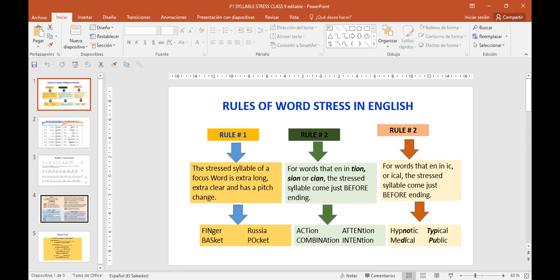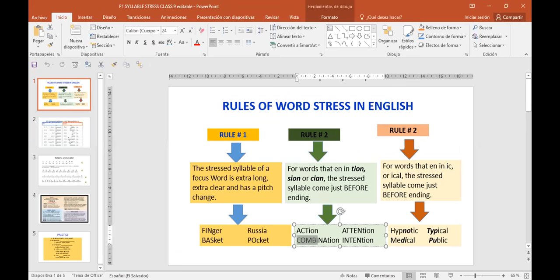Let me do this. For example, combine, ne. It's not O, right? It doesn't need to be in capital letters. Le vamos a quitar el capital para que ustedes vean. Combination. Action. Ese attend no necesariamente es todo, sino la que está justo antes del final, ¿verdad? Entonces vamos a quitar este capital letters para que quede más clara. Minúscula. Ok, y en Russia también la U. Ra, Russia.